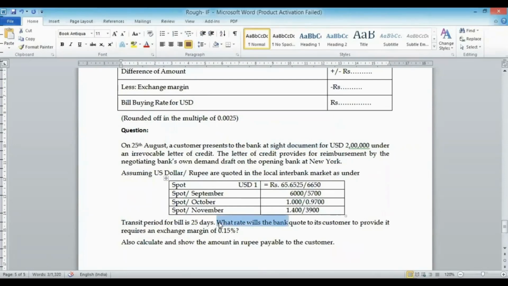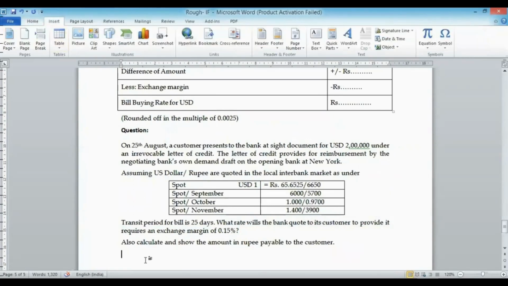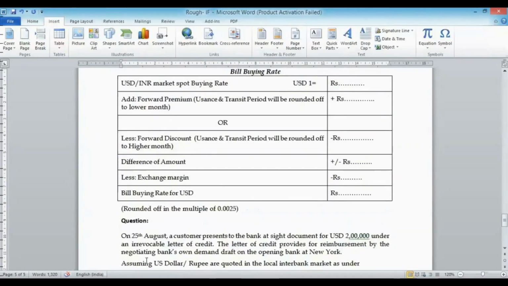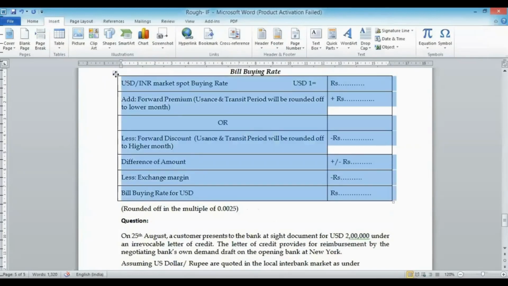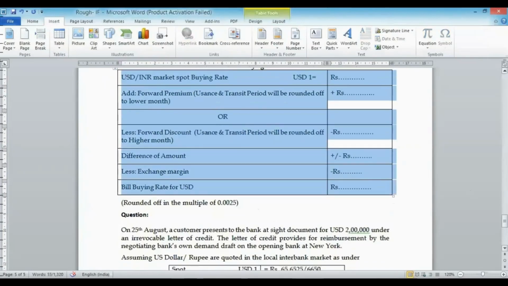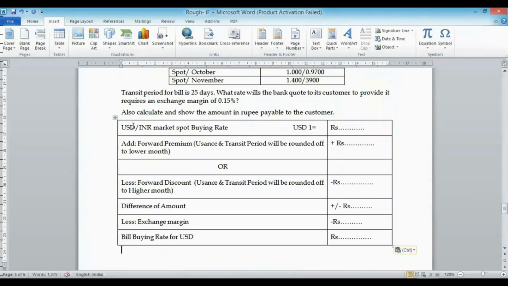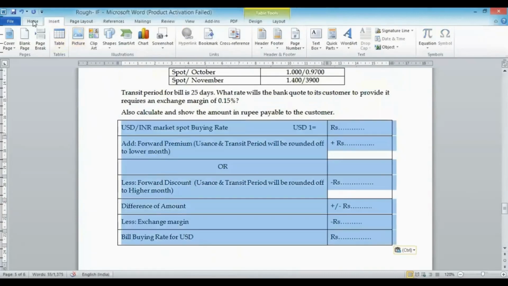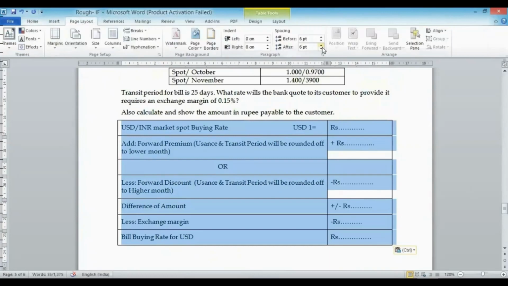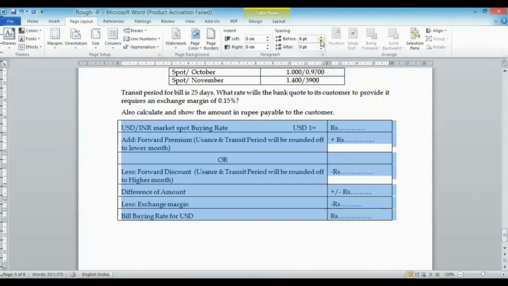What rate will the bank quote to its customer to provide an exchange margin of 0.15%, and also calculate the amount in rupees payable to the bank. A simple problem, we can say. You can draw another page in your register, but I can do it here itself with the effort I took just now. Let me reduce the gap.